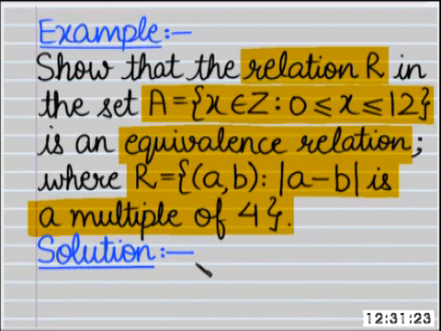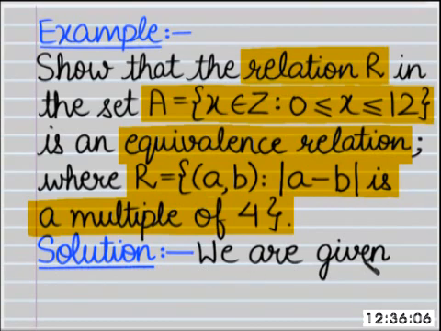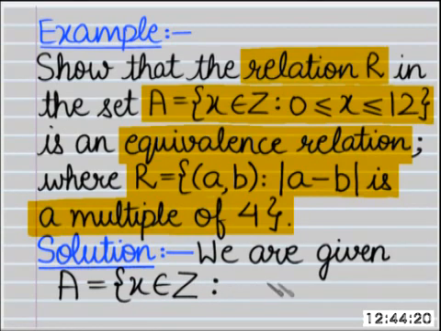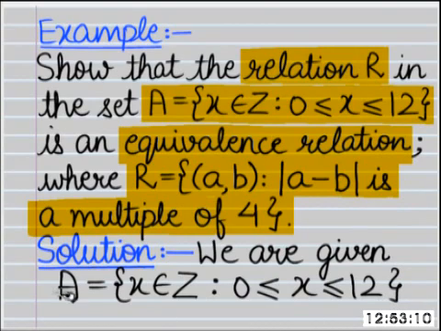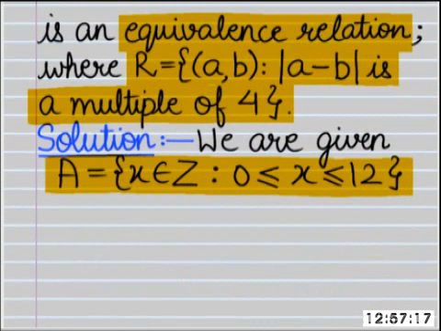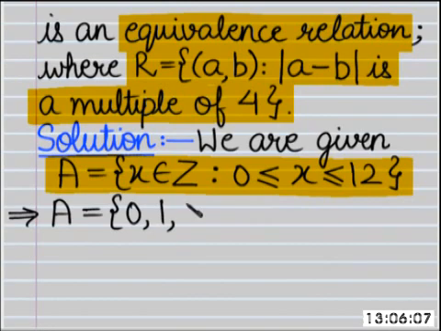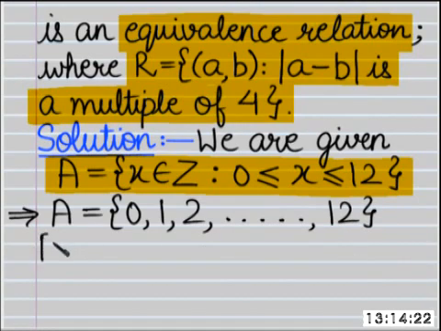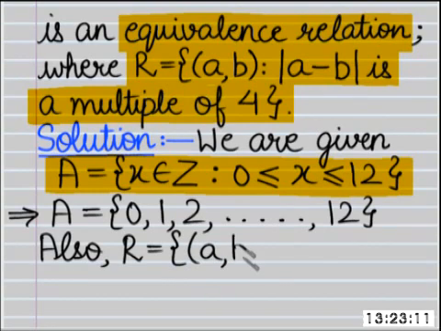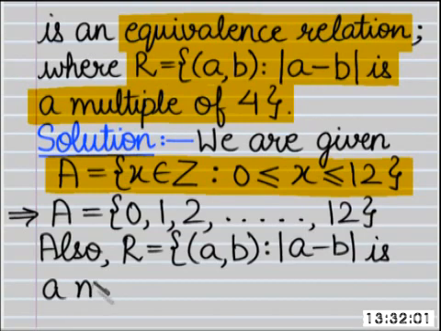Now let us see its solution. Now here, as we are given set A consisting of elements x belonging to the set of integers Z such that x is greater than or equal to 0 and less than or equal to 12, which implies set A is a set consisting of elements 0, 1, 2 and so on up to 12. Also, relation R is a set consisting of ordered pairs A, B such that modulus of A minus B is a multiple of 4.